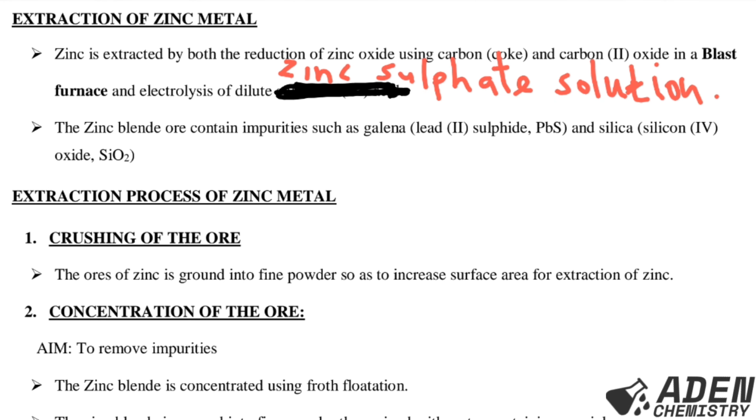So let's go to the extraction of zinc metal. Zinc is extracted by both the reduction of zinc oxide using coke and carbon(II) oxide as a reducing agent in a blast furnace, and electrolysis of dilute zinc sulfate solution. Next, the zinc blende ore contains impurities such as galena, and galena is lead(II) sulfide, with chemical formula PbS, and silica, which is silicon dioxide, with chemical formula SiO2.